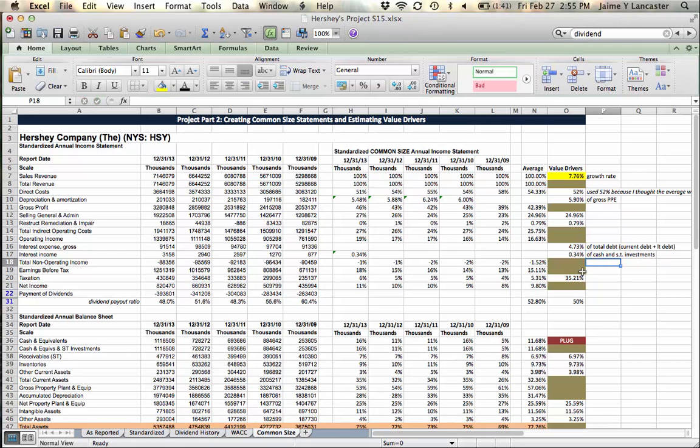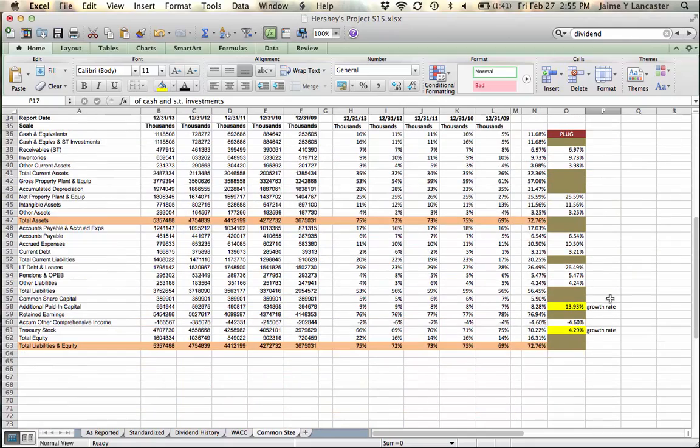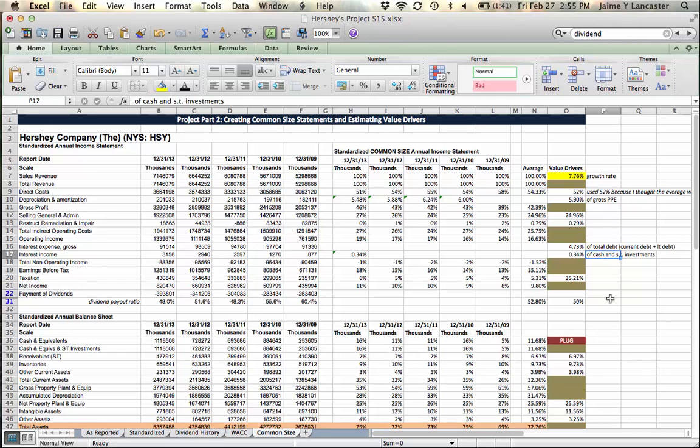Great. That's it. You are done. You have all of your value drivers. Anything that's not a percentage of sales, label it so you know where you're going with these things. And from there, we are going to move on to forecasting.